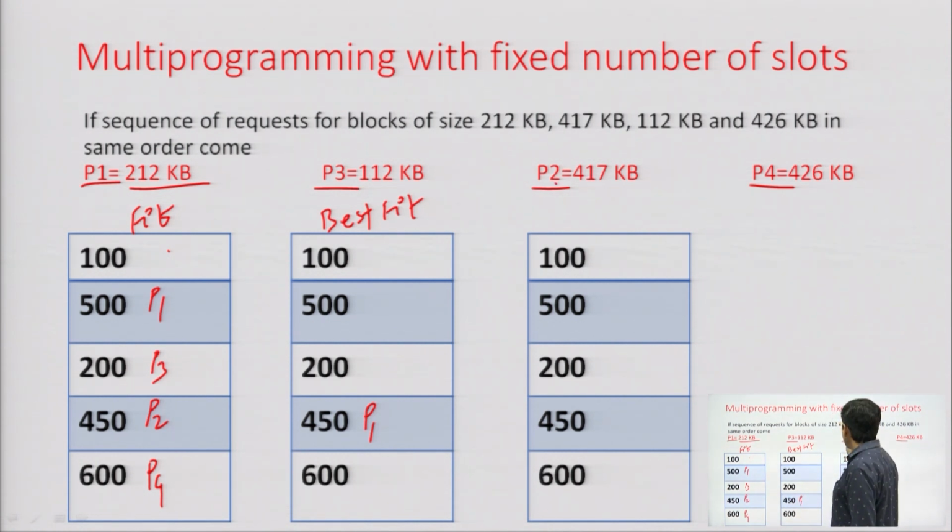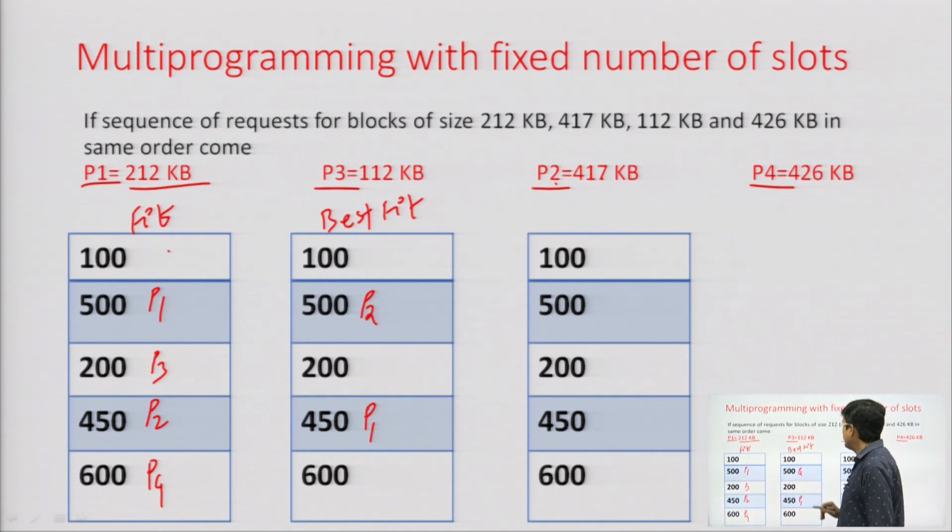Now, let us take P2, it is 417. Out of the available ones, P2 can be accommodated here only, because there are two partitions that can accommodate P2, one is 500 and one is 600, but the 600 size partition is too big for it, it is a best fit scheme.